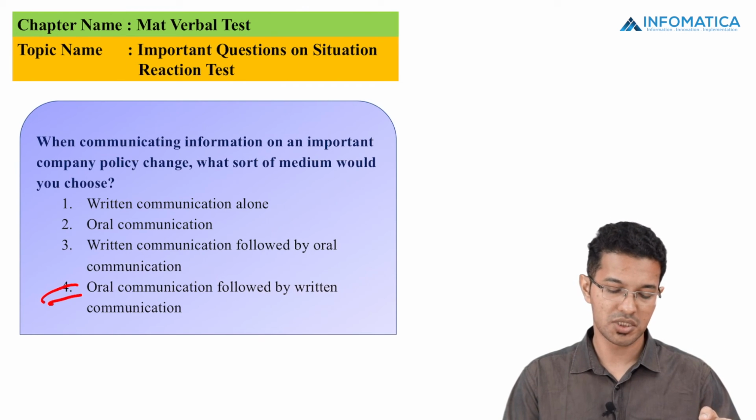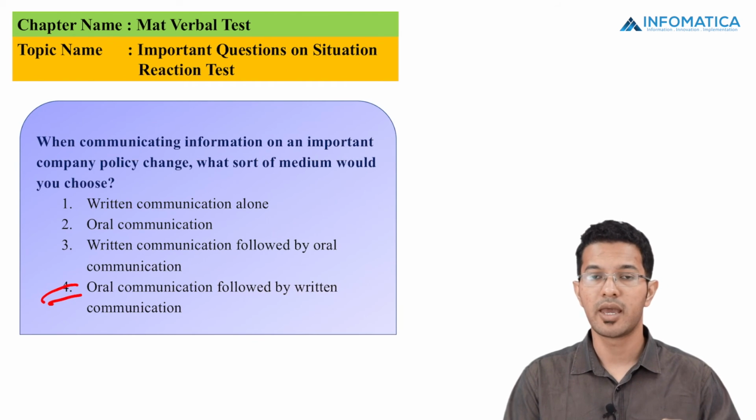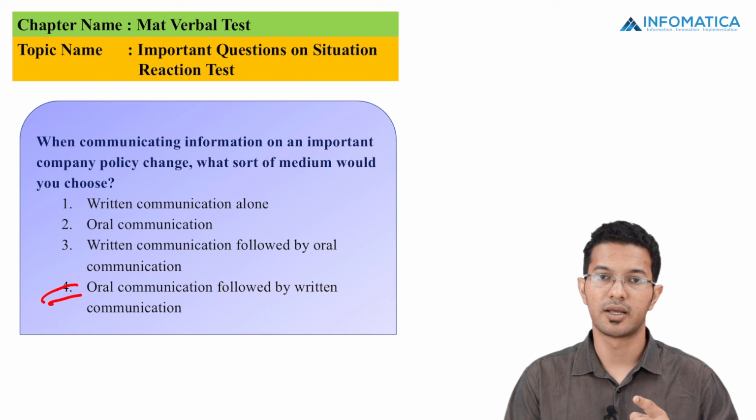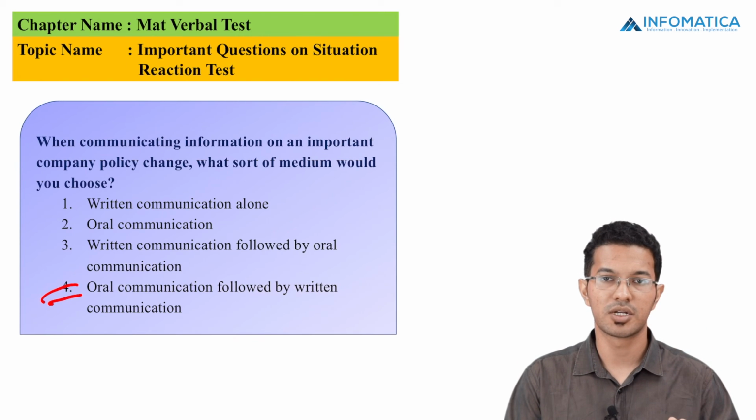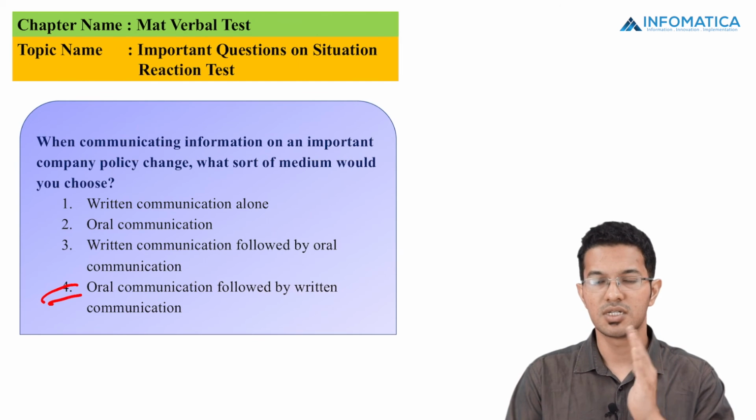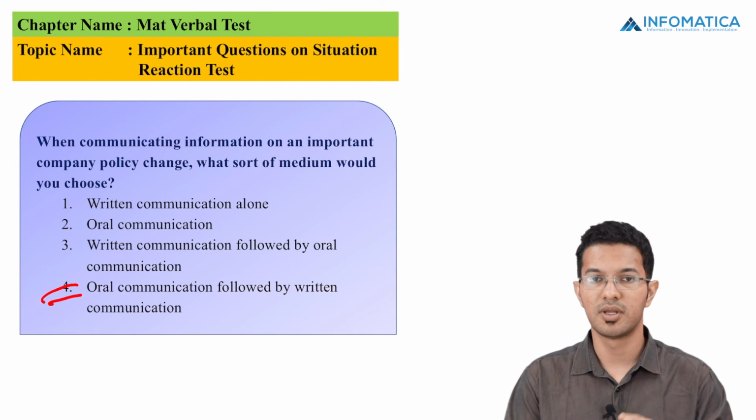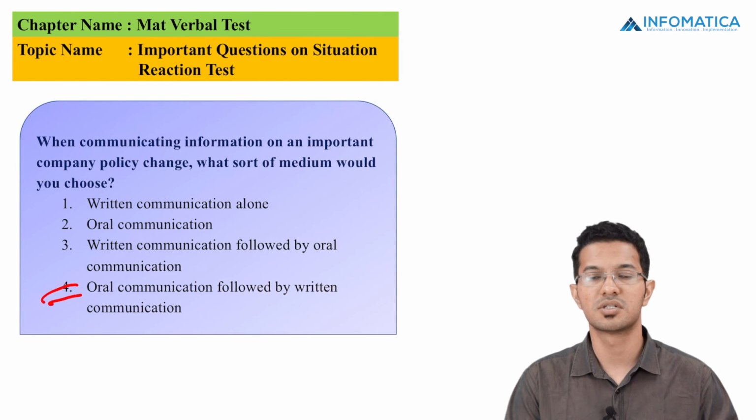The first two options, which is written communication alone and oral communication, may or may not work, because agreeing upon the conclusion or agreeing of the two parties for a subject is the most important thing. So whatever we talk, that will be called oral communication, and whatever conclusion is taken from that subject has to be written and conveyed to the person as well. So option 4 is the right answer.